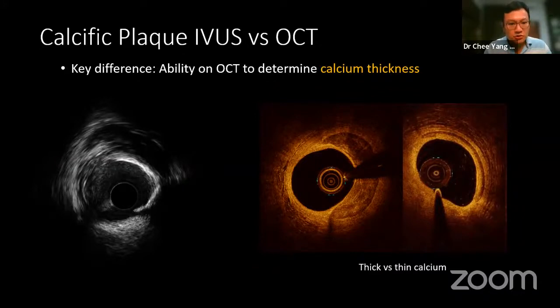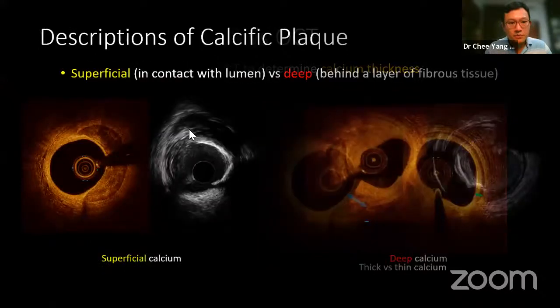And just to show how this might be of use, if you look at the image on the left, you have an eccentric looking calcium bright surface on IVUS, but we don't know how thick this calcium plaque is. With OCT, we can penetrate through the calcium and we can see whether it's thick calcium or whether it's actually thin calcium. And of course, this has implications on how easily this lesion might be able to be prepared.